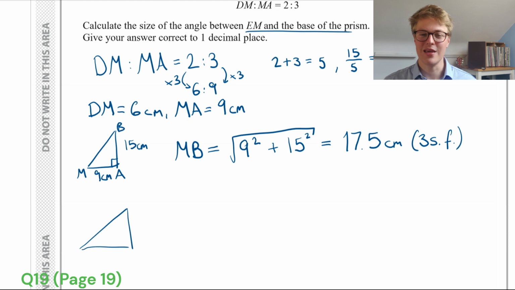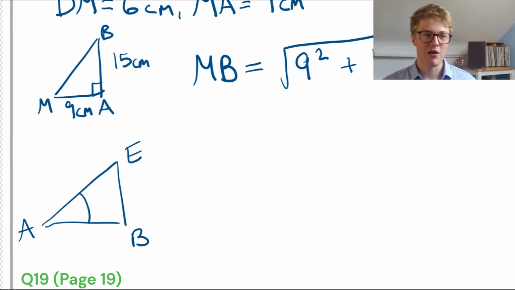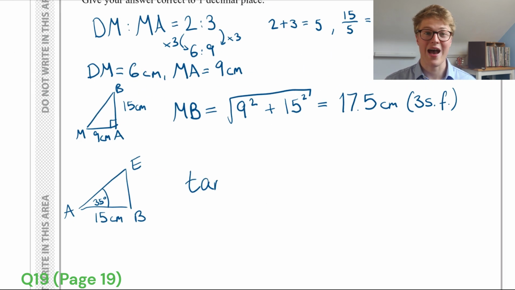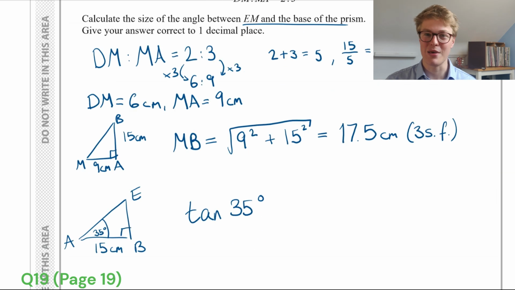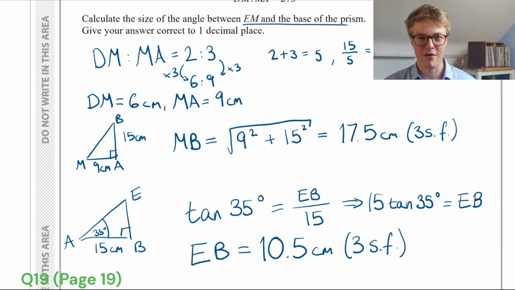Next, we can look at ABE, which is just the side of the triangular prism. The angle is 35 degrees for EAB, and the base AB is 15 centimeters. So we can use tan, because we want to find the opposite, which is EB. So tan 35 degrees equals EB over 15, which implies 15 tan 35 degrees equals EB. Therefore, EB equals 10.5 centimeters.